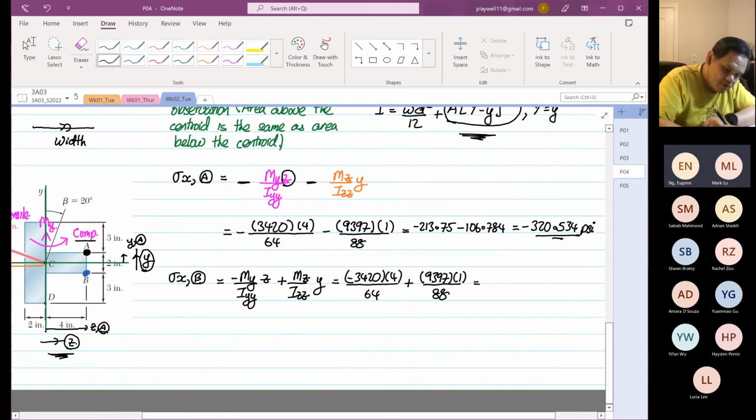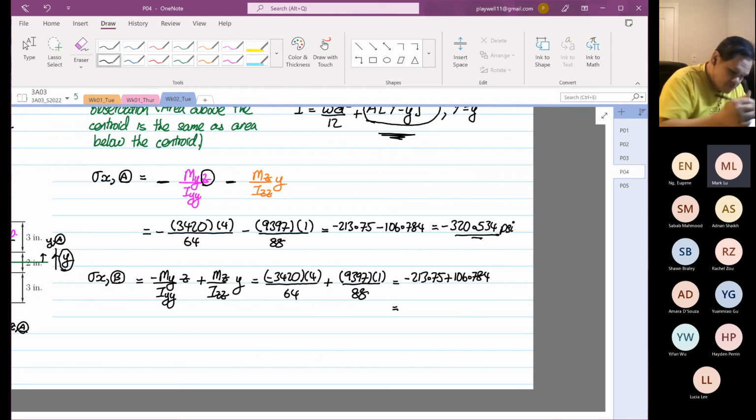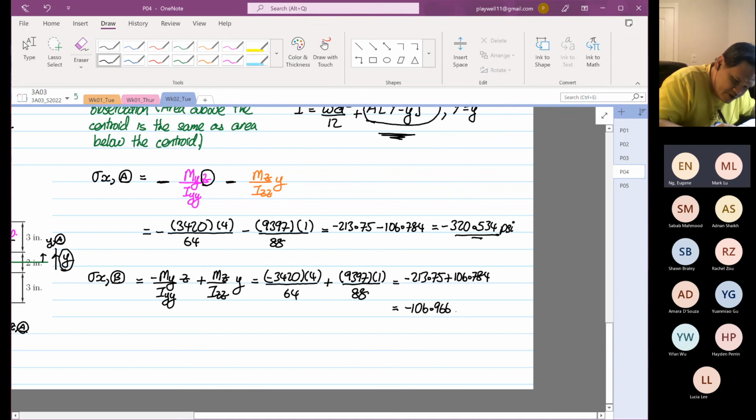So this will be equal to minus 213.75 plus 106.784. I'm just going to write below. So 213.75 minus 106.784 is 106.966, so the stress is minus 106.966 psi.